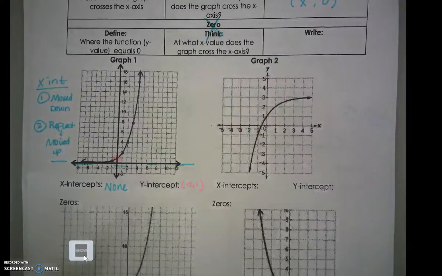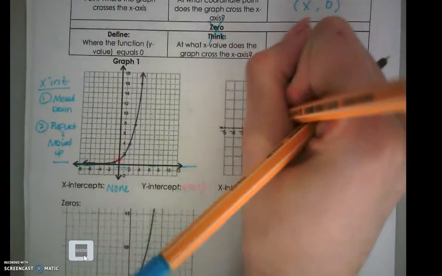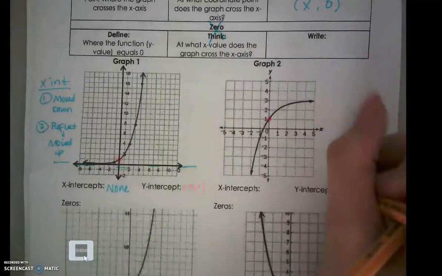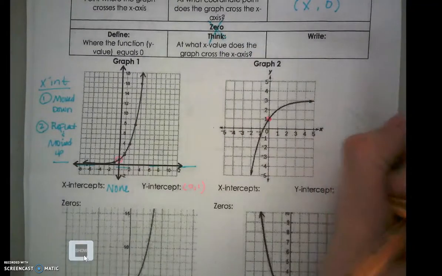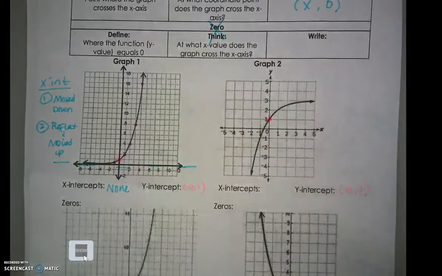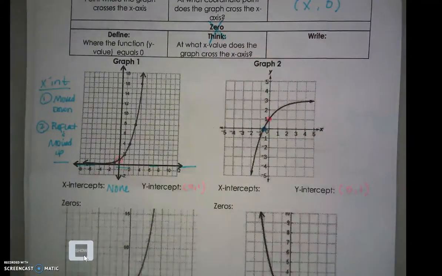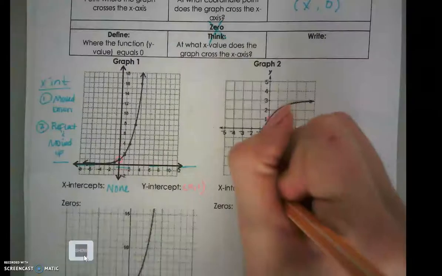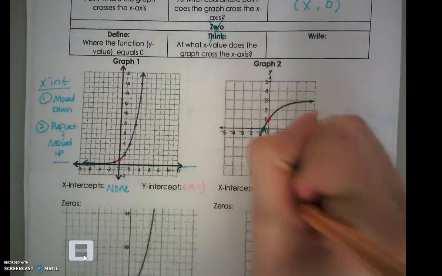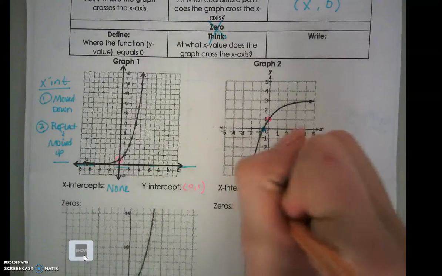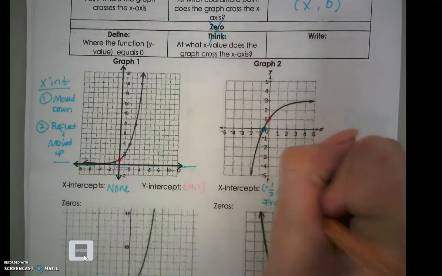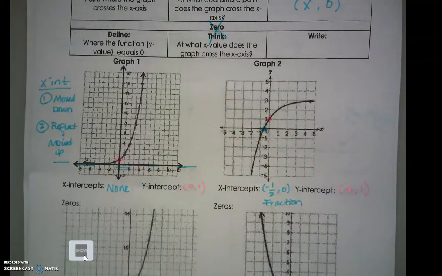So let's look at graph number 2. My y-intercept, again, is where it crosses the y-axis here. That's going to be at 0, 1. Now, I do have an x-intercept. It's right here, but it's not on a perfect point. So we can either make an estimate, or you can tell me, you know what, Miss Walsh, it's just going to be a fraction. Try those two examples at the bottom. Again, the answers will be at the end of the video.